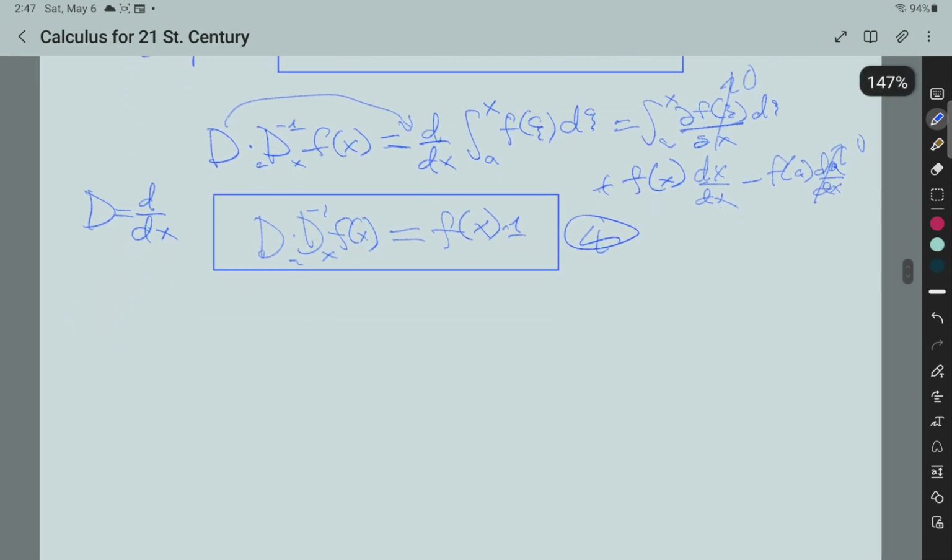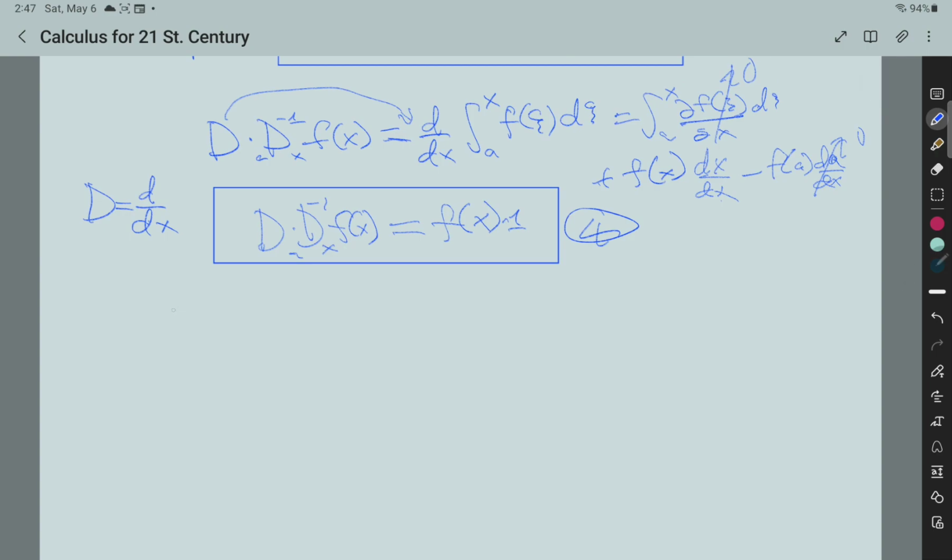Okay, here's a remark for it. D to the minus 1 from a to x is an unrestricted right inverse of the operator d.